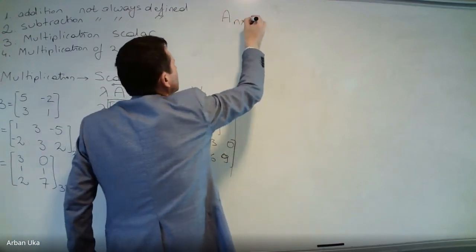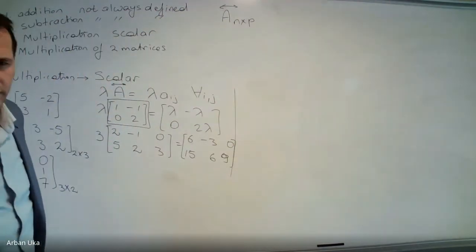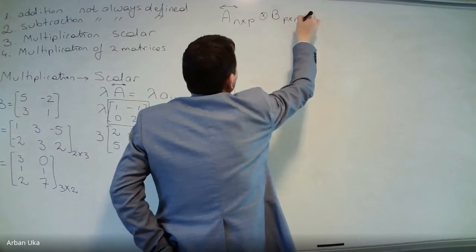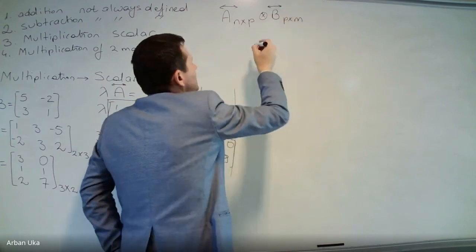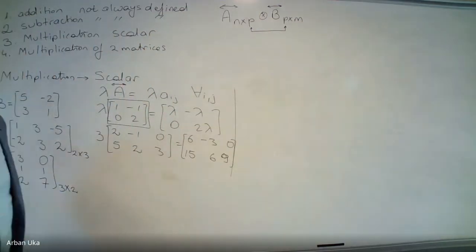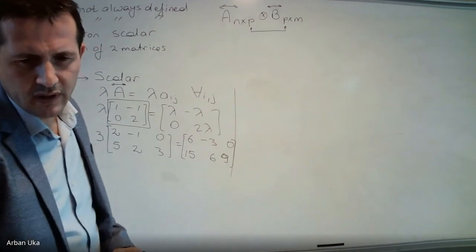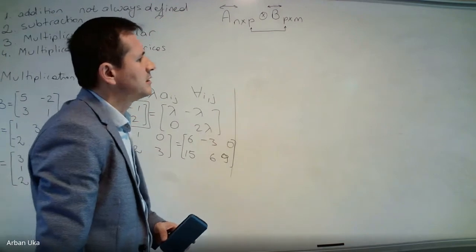And we may need to multiply this one with B, which is p by m. The multiplication of these matrices is defined only when these two are equal to each other, which means that the number of columns of matrix A has to be equal to the number of rows of matrix B, because only in this case would we have the product defined.